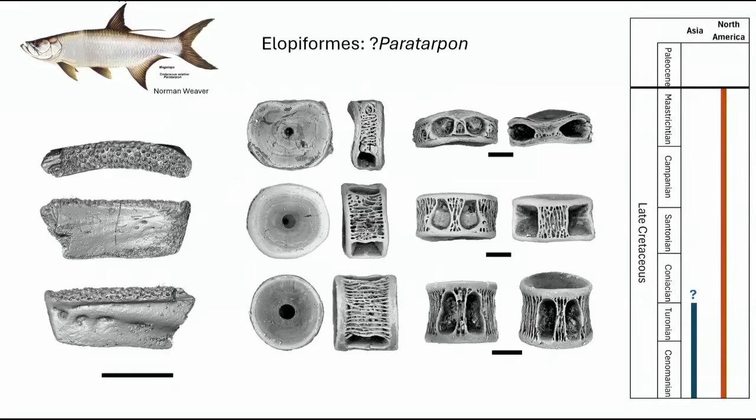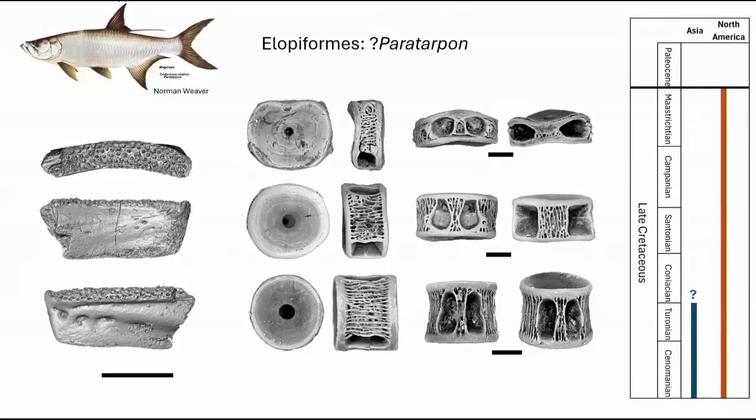Elopomorphs are typically thought of as marine. They're fully marine today, but they're really commonly present in non-marine assemblages in the Cretaceous. We're familiar in Dinosaur Park with Paratarpon, often represented by really large centra. It's one of the most abundant groups of fish in the Bissekty Formation.